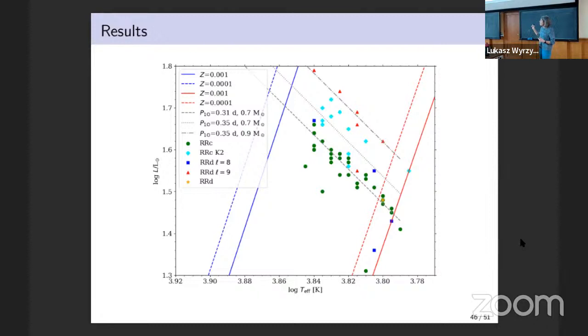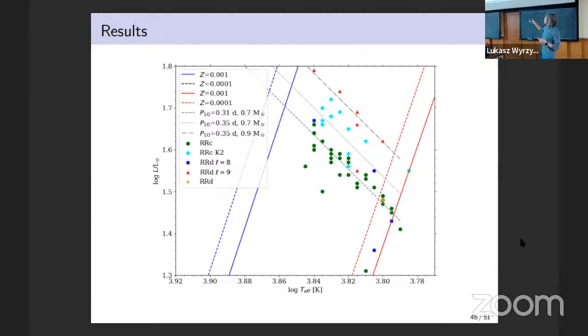So again, we have blue and red. These are theoretical edges of the classical instability strip. And those samples that I used for the modeling are plotted in different colors. So in green, we have our C stars. With cyan, we have our C stars from K2. With blue squares, we have our D stars with non-radial mode of degree 8. And with red triangles, non-radial mode of degree 9.